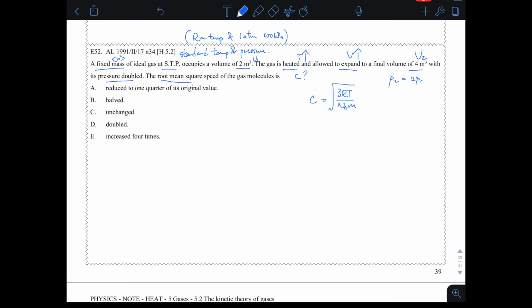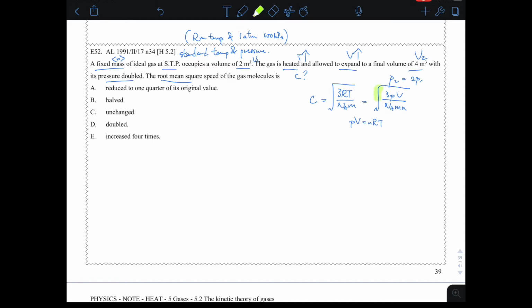But this time we don't have any idea about RT, but we have the idea about pressure, right? So we may further change it by PV equals nRT. We further change it to 3PV over NAMN.